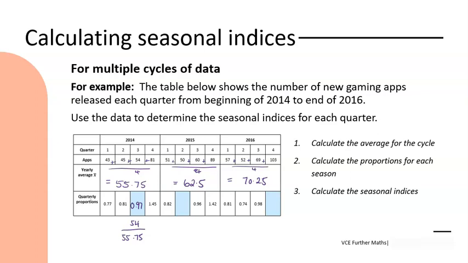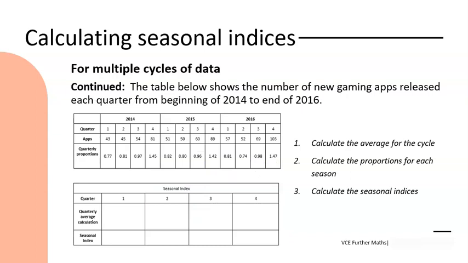This one here, I'm now working with quarter 2 in 2015, so the actual value of 50 divided by the average for 2015, so 62.5, and I get 0.80 there. And finally, quarter 4 in 2016, so the actual value of 103 divided by the yearly average of 70.25, and I get a proportion there of 1.47.